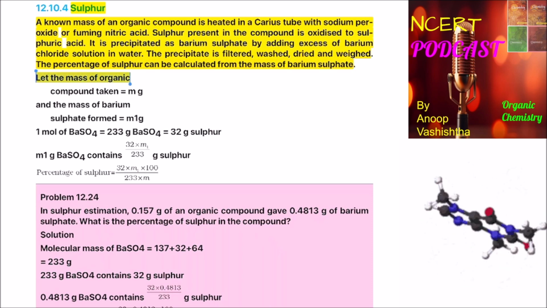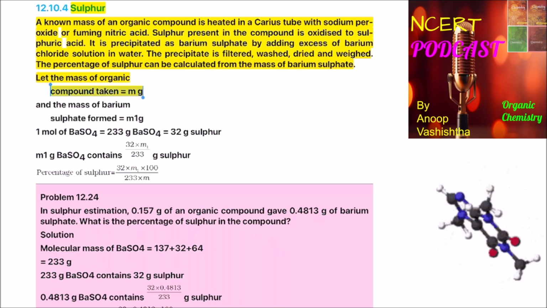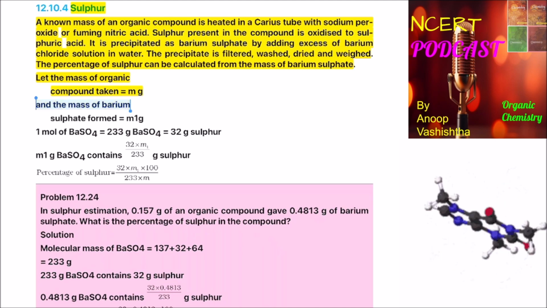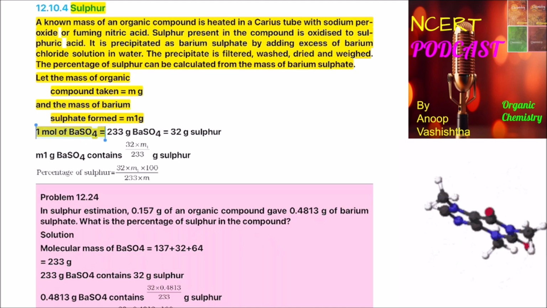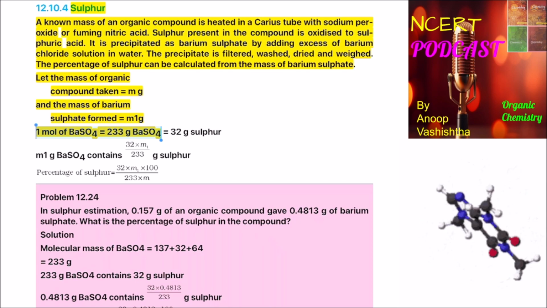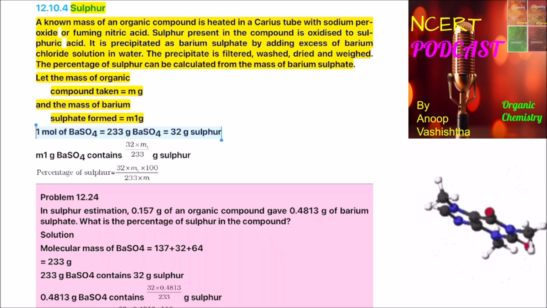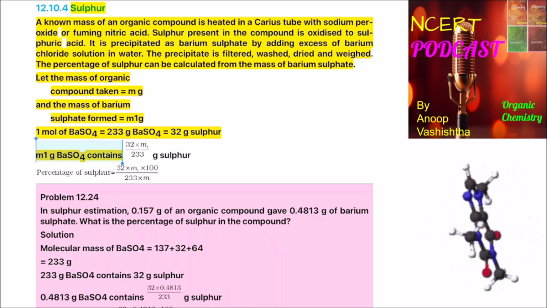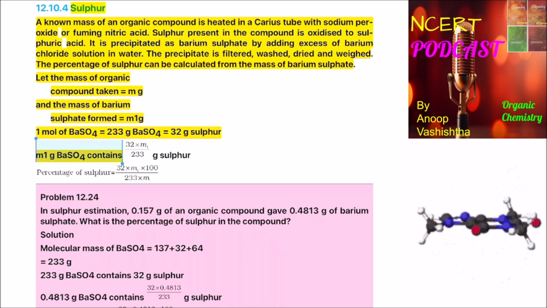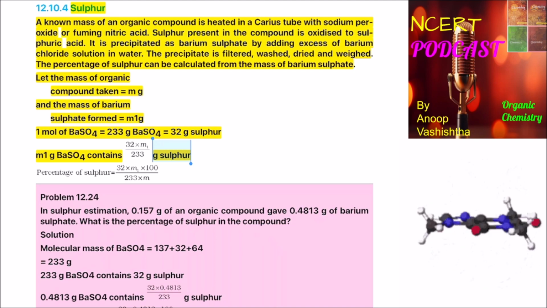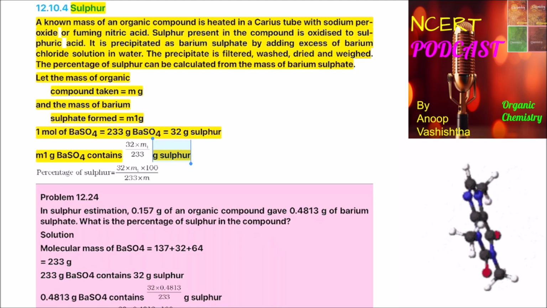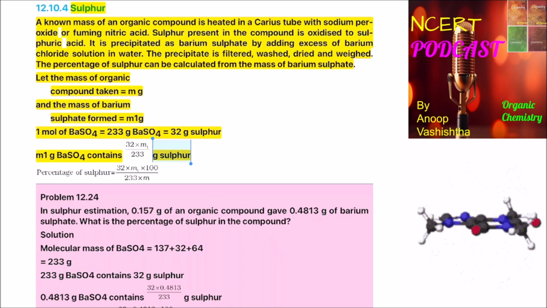Let the mass of organic compound taken be m grams and the mass of barium sulfate formed be m1 grams. 1 mole of barium sulfate is equal to 233 gram of barium sulfate, which contains 32 grams sulfur. m1 gram barium sulfate contains 32 into m1 divided by 233 gram sulfur. Percentage of sulfur is equal to 32 into m1 into 100 divided by 233 into m.